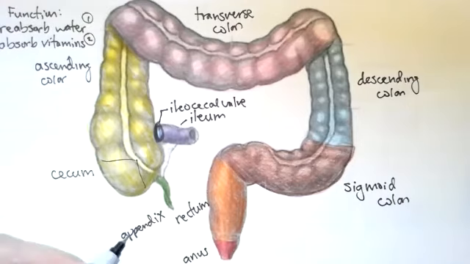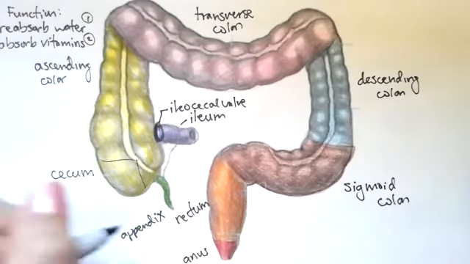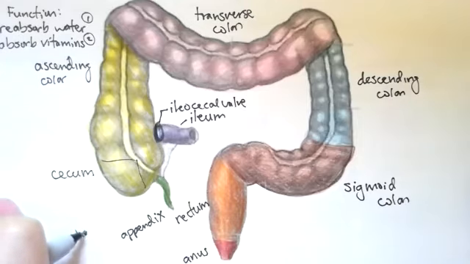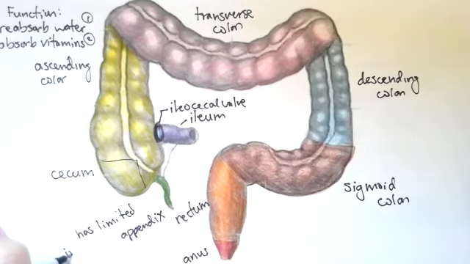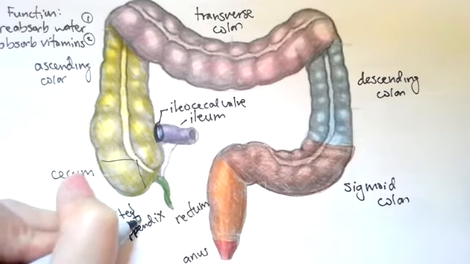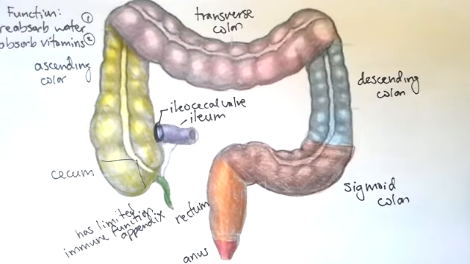Let's talk a little bit about the appendix. It's kind of a weird organ. It's only found in humans, apes, and wombats, and they used to think it had no function at all, but now they believe it does have limited immune function. It has some tonsillar tissue in it, so they think that it can be used to help fight off infections.